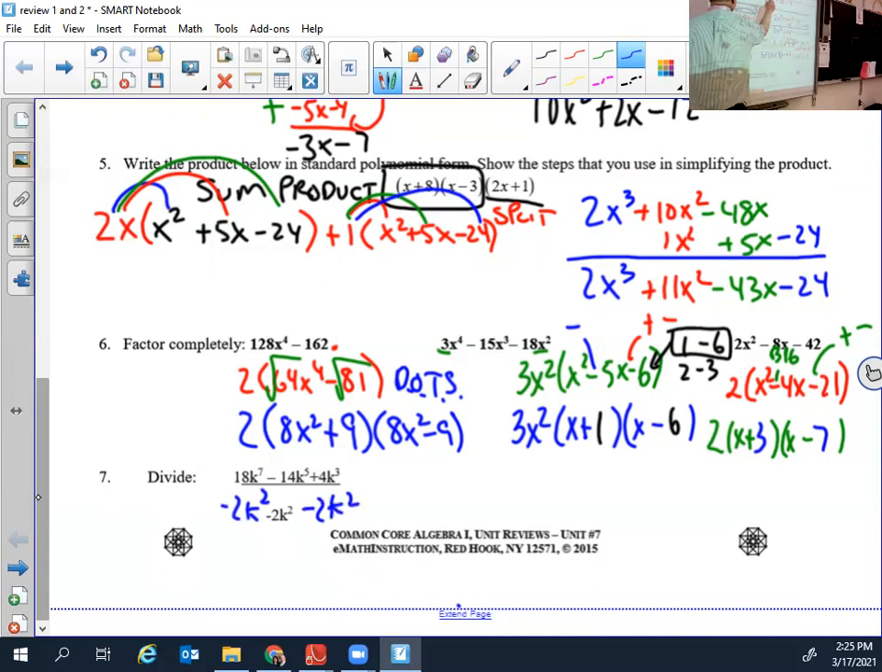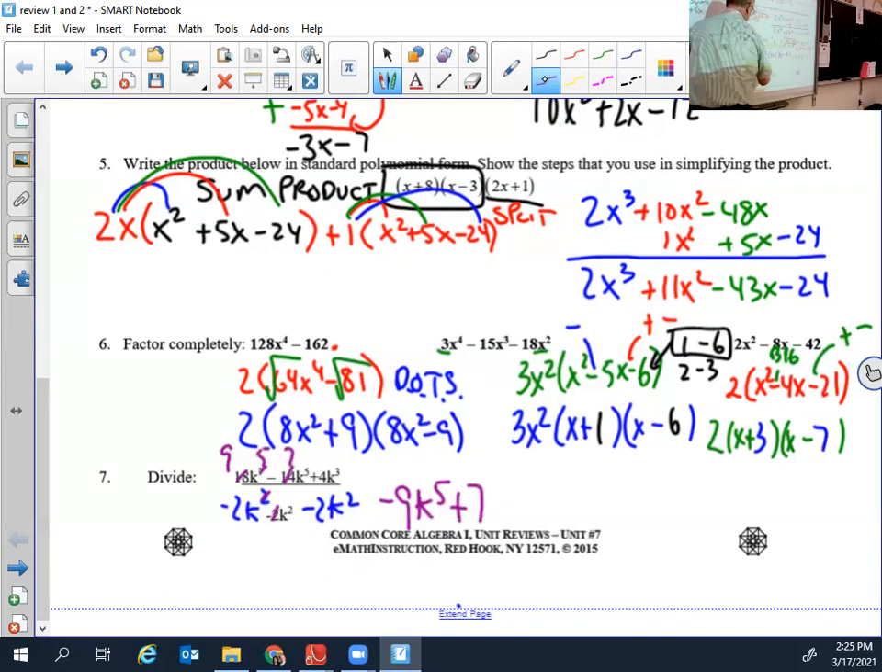And I'm going to write my answer. We'll go purple. 18 divided by -2 gives me -9. I have 7k's, take 2 away, that gives me 5's: -7k to the fifth. And I have a negative divided by a negative gives me a positive. 14 divided by 2 is 7.